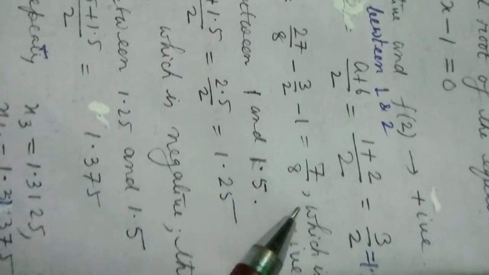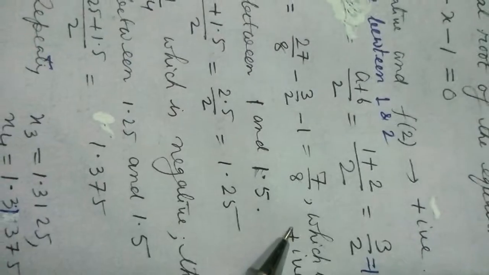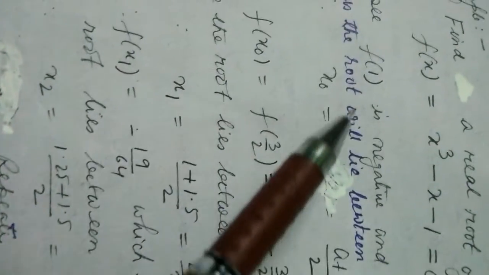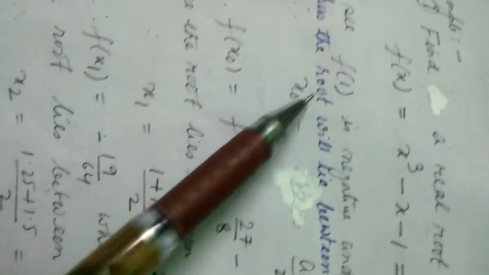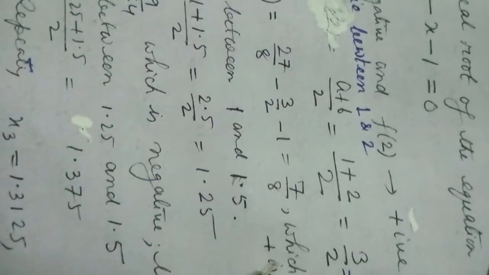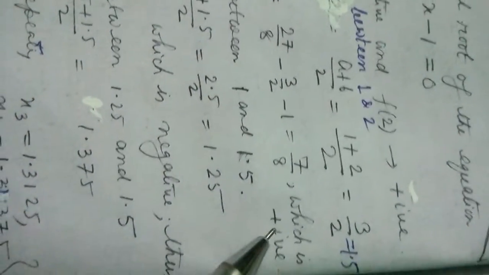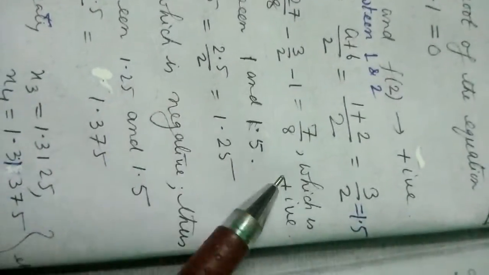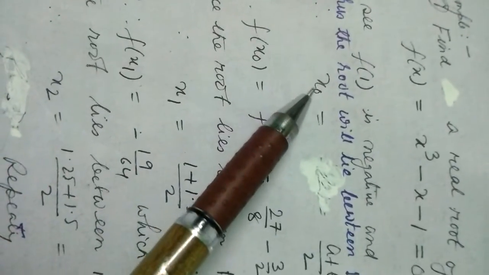Function of x naught is equal to function of 3 by 2. So that is actually f, which is positive. Okay, now function of a is negative. So 1 and this one is to be taken. That means this one. This is positive and that is so. Hence the root lies between 1 and 1.5.